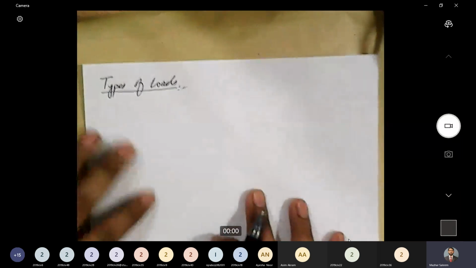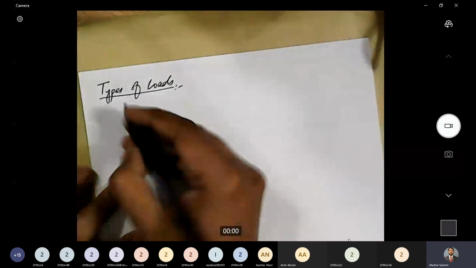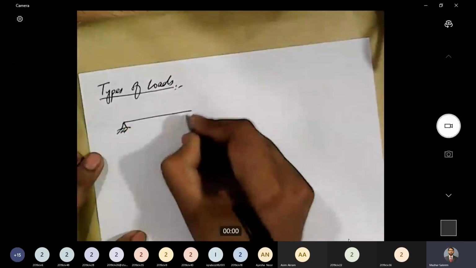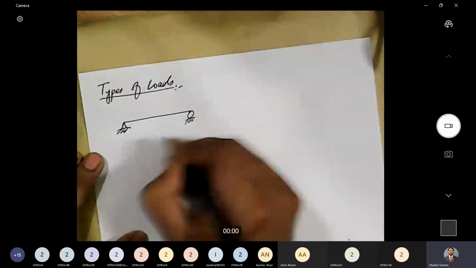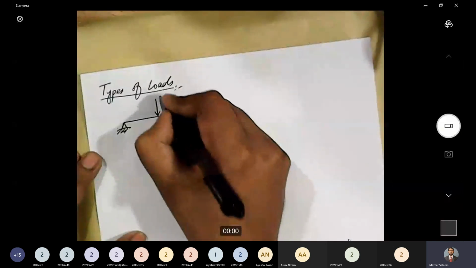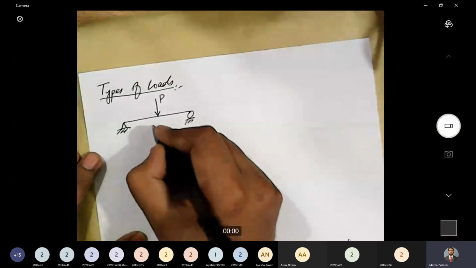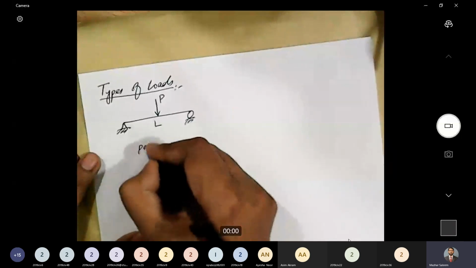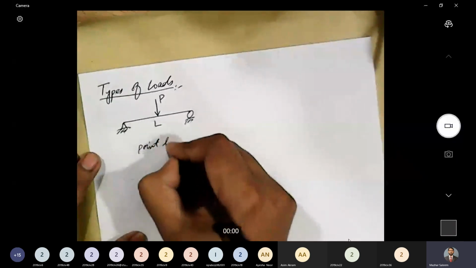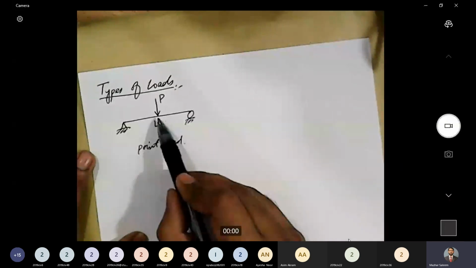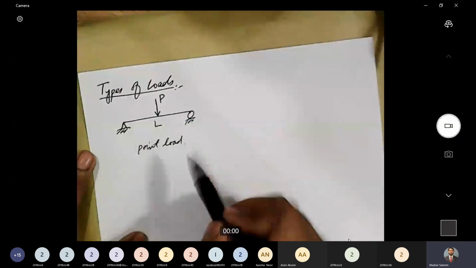Now, what do we mean by a point load? If I have a beam like this, let's say a simply supported beam, and I apply a single load here, supposedly its magnitude is P and the span is L. This type of load is termed a point load. The load which is concentrated at a single point is termed a point load.